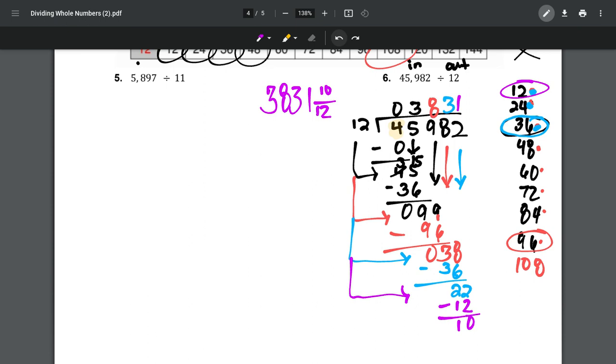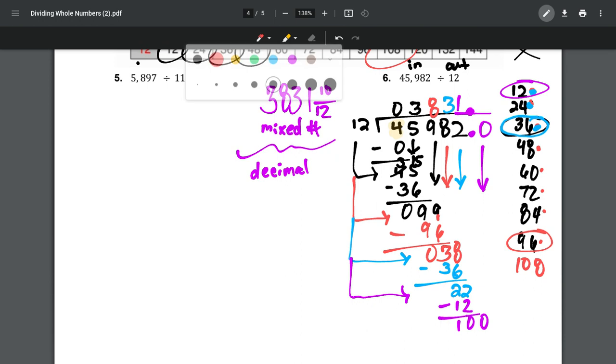Now, if you know how to simplify 10 12ths, go ahead. But I'm not going to worry about simplifying right now, as long as we can get to that. Now, if you don't like the mixed number, you can also continue to write this as a decimal. Now, as a decimal, add a decimal and a 0, and that decimal needs to come up. Once you add a 0, that allows you to bring something else down. And then you just keep repeating the same process, okay?